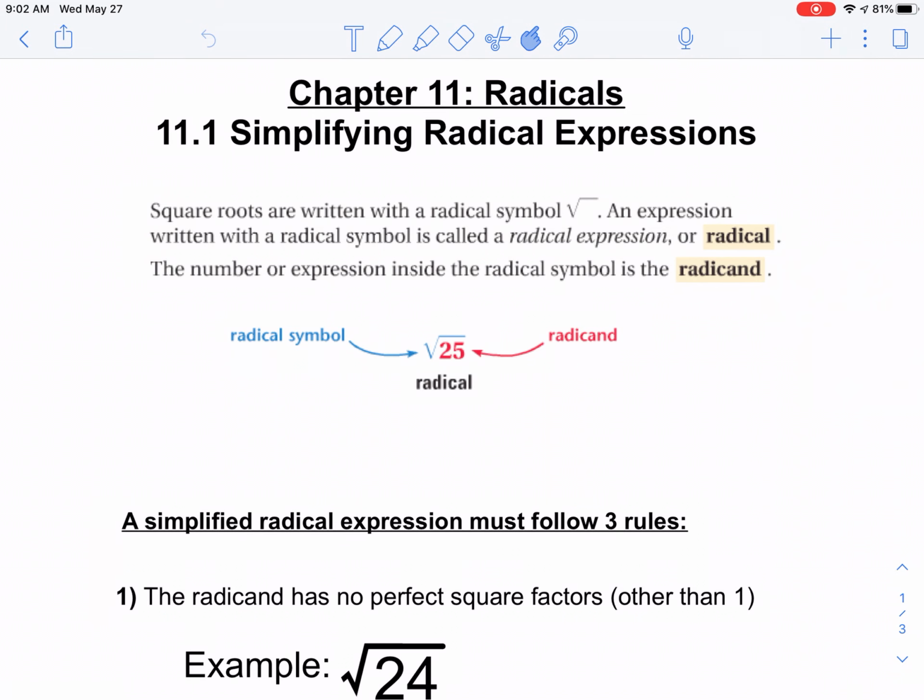All right, everyone. This is the last unit of Algebra, Chapter 11, Radicals. This will consist of 3 short lessons, and we will have 1 quiz to wrap everything up.